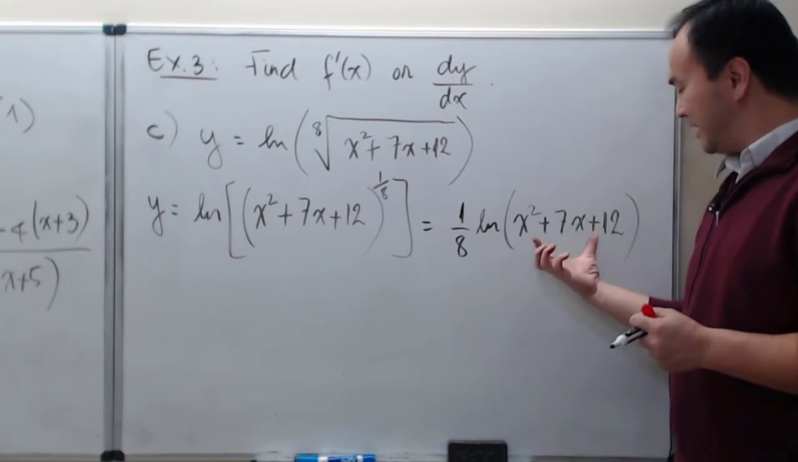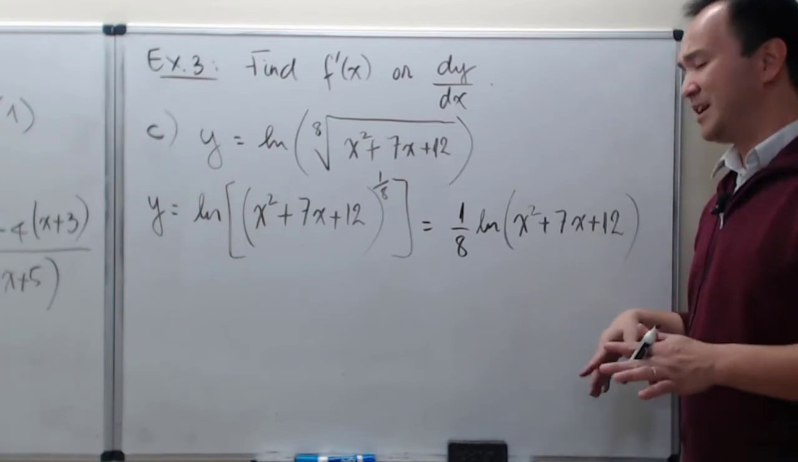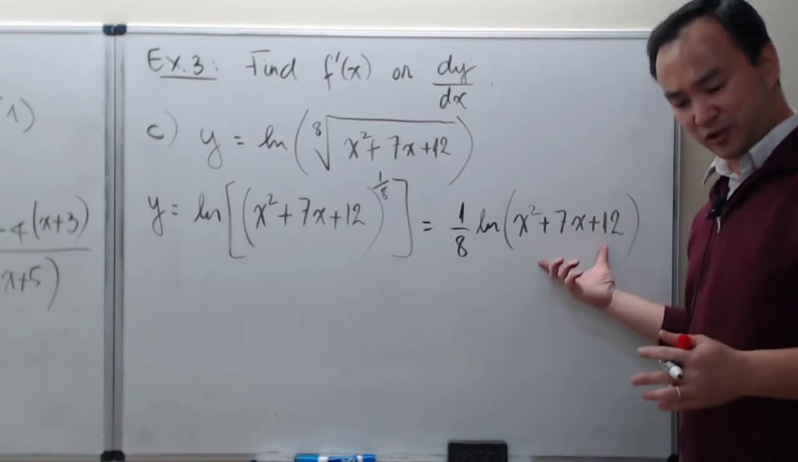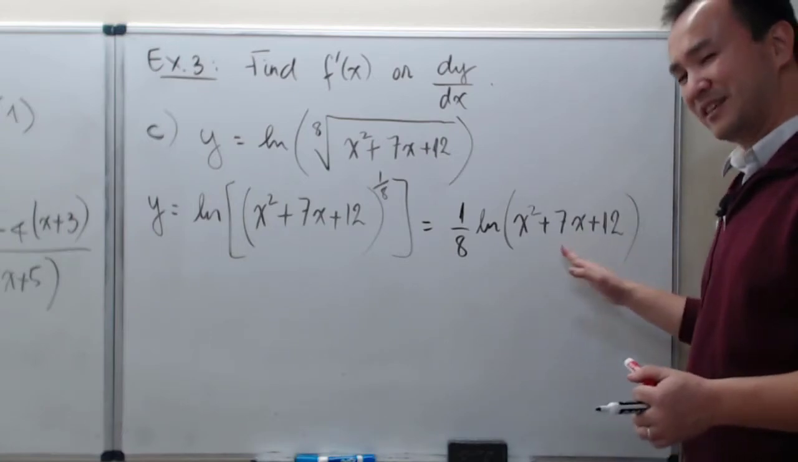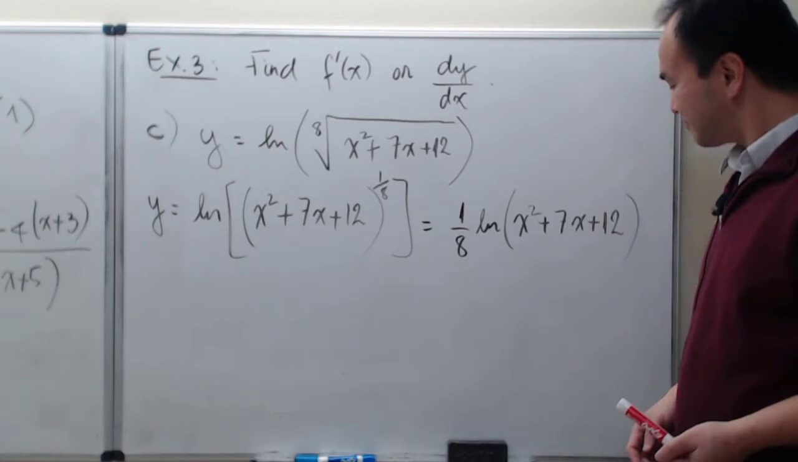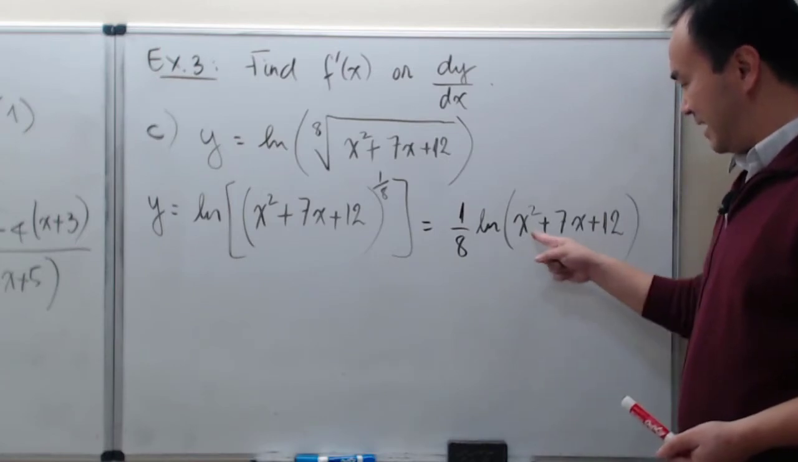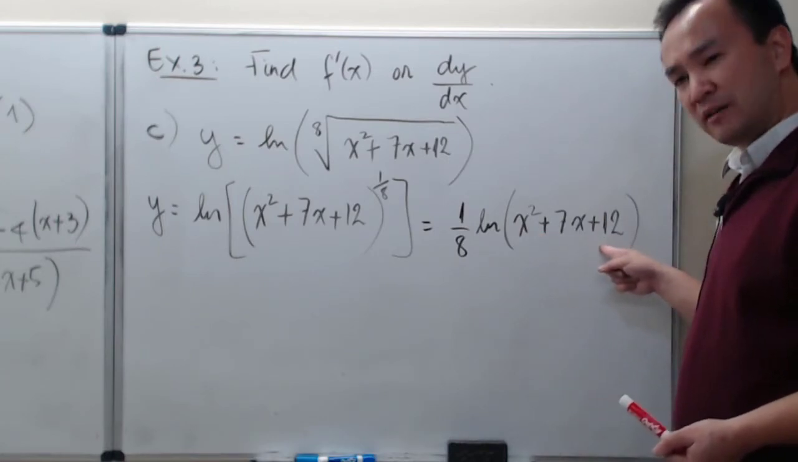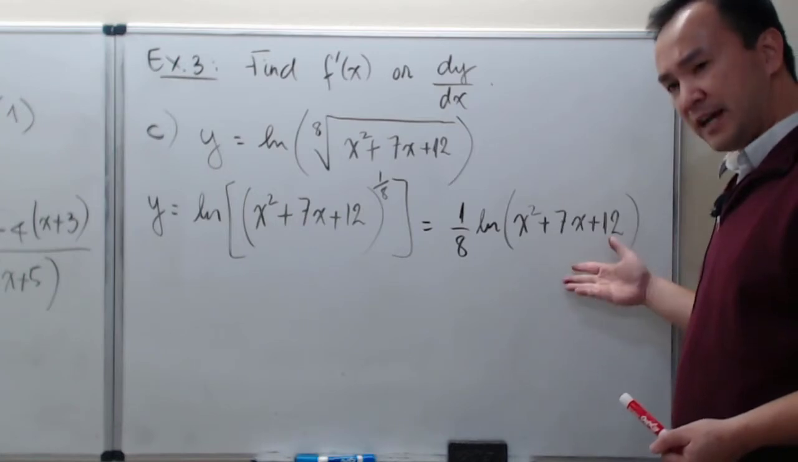And even if we're looking at this inside here, it's already pretty good so far, but I still recommend going further if we could. So put in some more observations. What do we observe here? x squared plus 7x plus 12 can actually be factored.